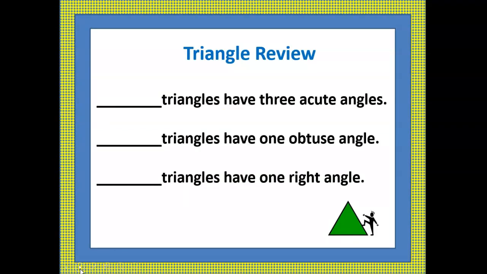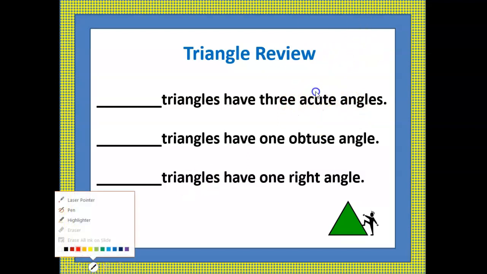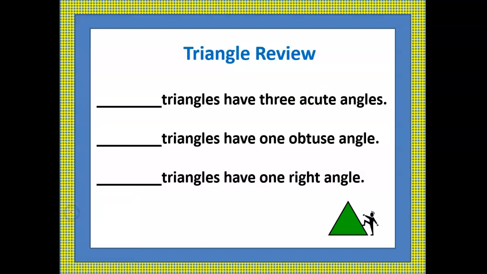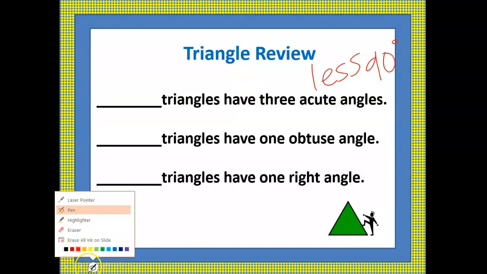So on your Cami sheet, or if you printed it, you should have 3 blanks just like mine. And I'm just going to quickly talk about the different types of triangles. So if a triangle has 3 acute angles, and remember acute angles are what we consider to be less than 90 degrees. So if all 3 of them are less than 90, that's what we call an acute triangle.